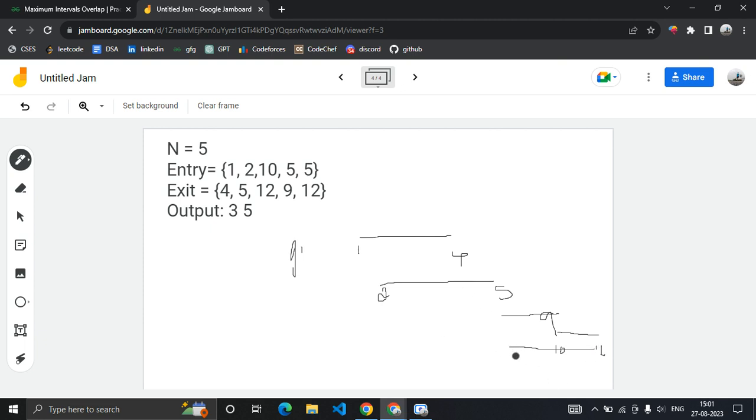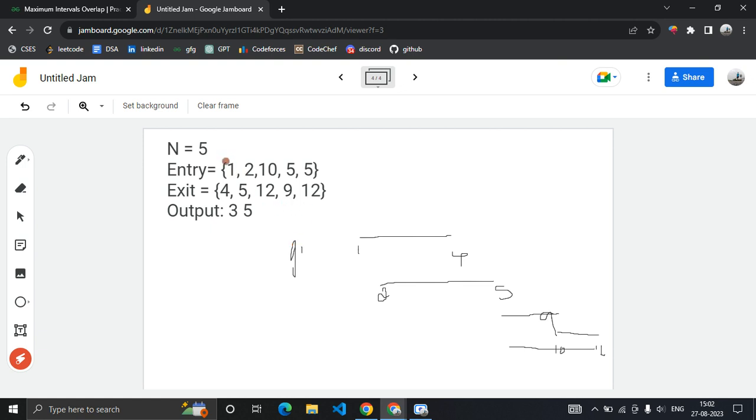If you see this graph, you can clearly see that at the 5th minute, there are 2 to 5, 5 to 9, and 5 to 12. This is the time where the maximum number of guests are present. So you can see in the output that 3 is the maximum number of guests, arriving at time 5.